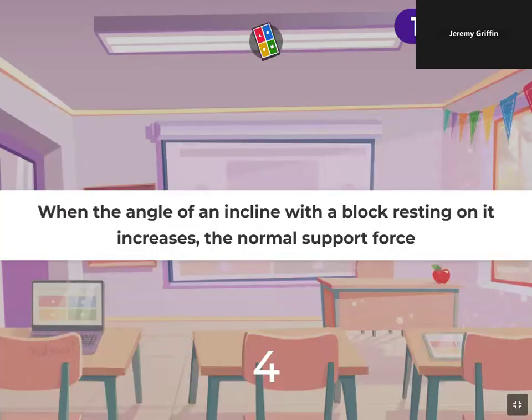Angle of incline with the block resting on it increases. What happens to the normal force?